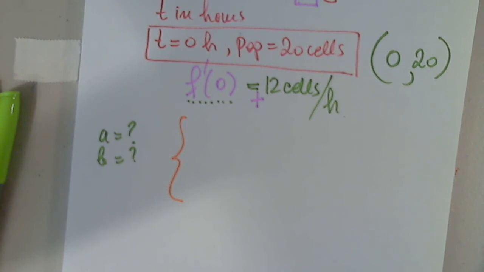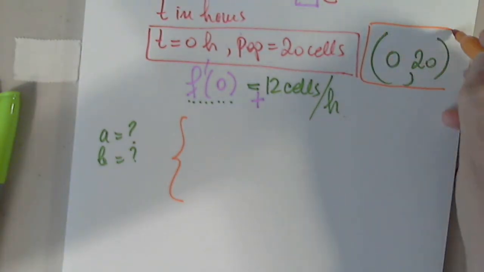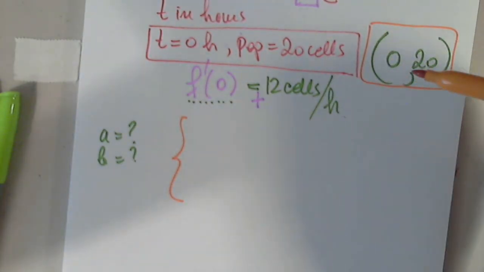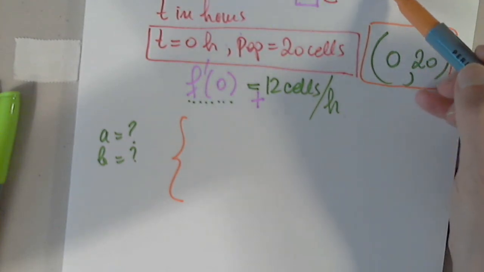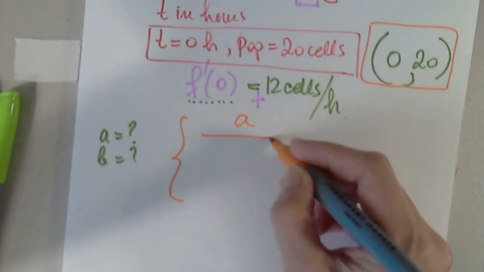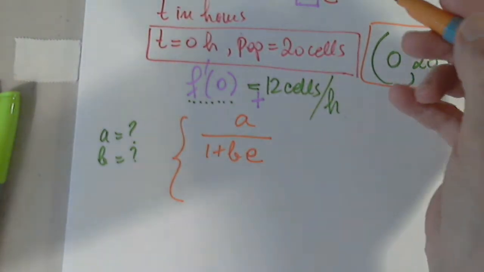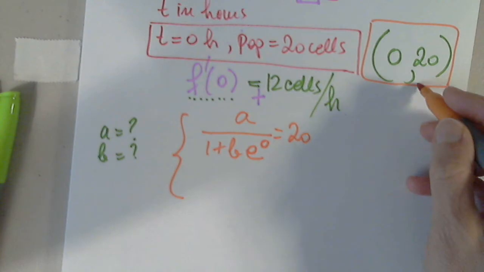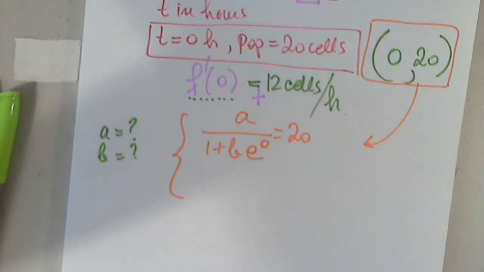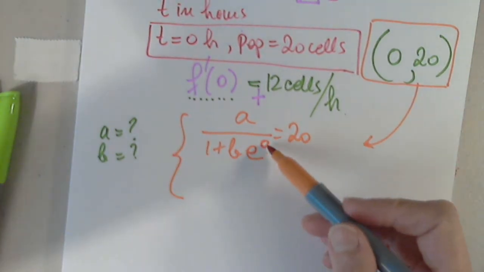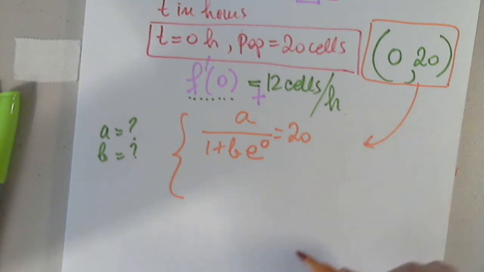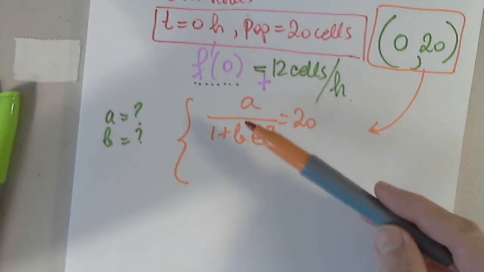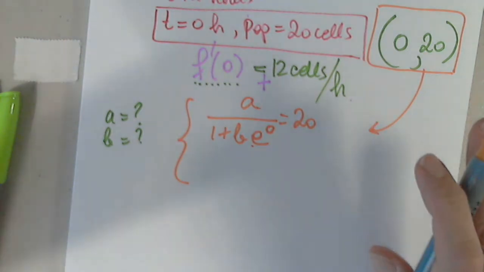Do you plug in the point? I have to. That's why I put this in here first. So when t is 0, f of t is 20. This is crucial to understand. So when t is 0, I have a over 1 plus b e to 0 times negative 0.7, I'm going to write it as 0, must equal 20. This comes from the point. When t is 0, f of 0 is 20. And I know that e to 0 is 1, so then our first equation is a over 1 plus b equals 20.